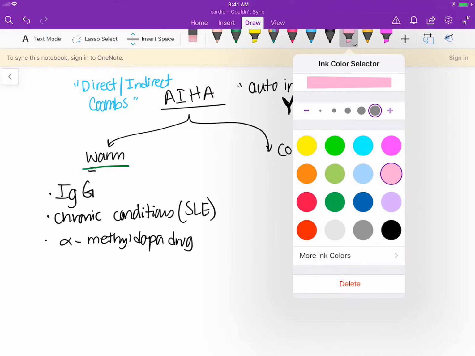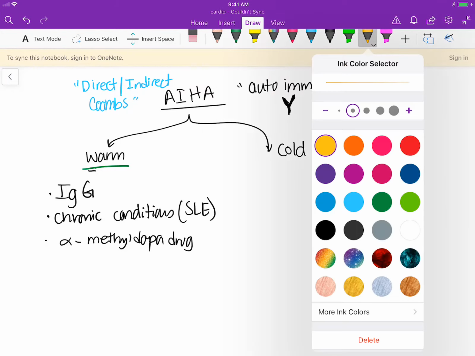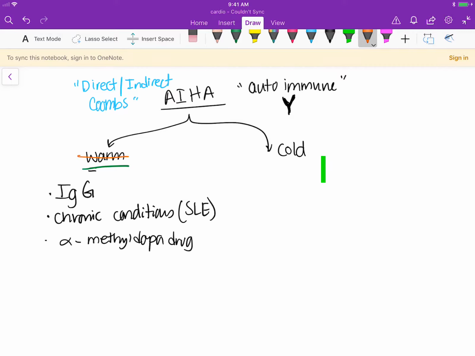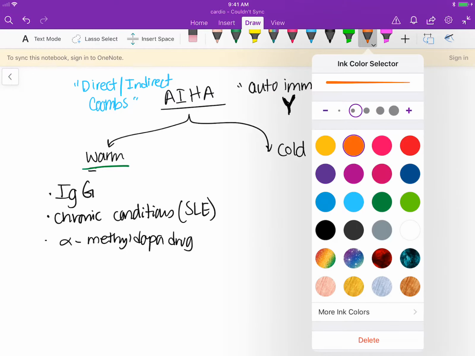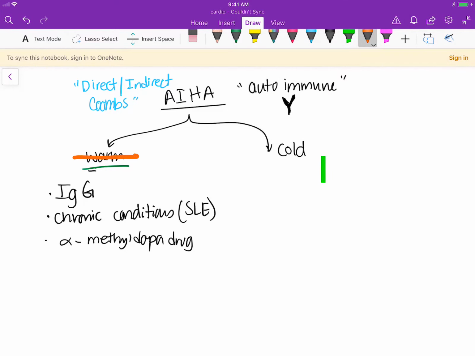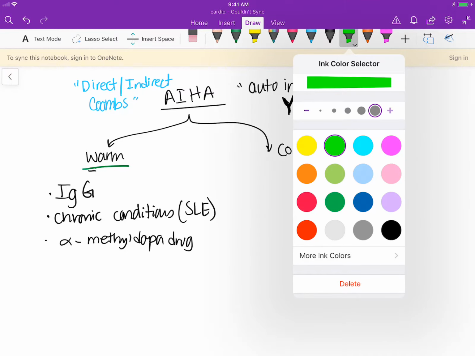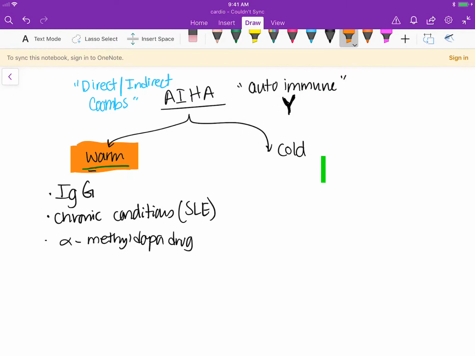So this was warm. I'm going to put it in a warm color, actually. Warm. Oh, I'm so sorry. Oops, not again. Okay, this was warm. And now we're going to talk about cold.